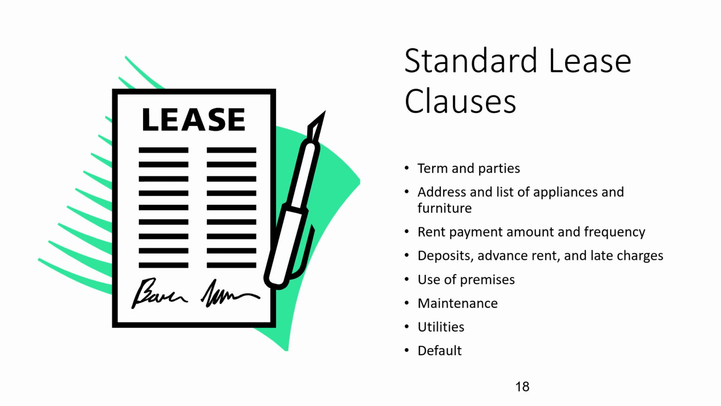Standard lease clauses include terms and parties, address and list of appliances and furniture, rent payment amount and frequency, deposits, advance rent and late charges, use of premises, maintenance, utilities, and default.